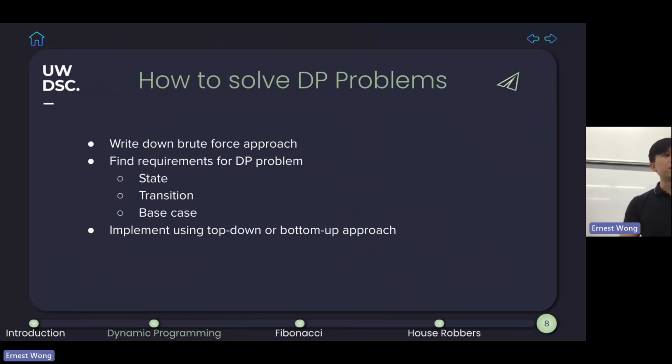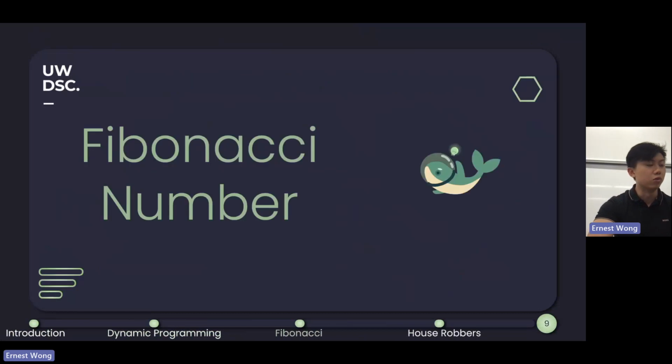These 3 things are going to be interrelated with each other. If we can find these 3 things and the relationship between them, we know for sure that's going to be a DP problem. After we've found them, we can implement the problem using either a top-down approach or a bottom-up approach. So far, so good? All right. I'm going to go through this framework step by step using Fibonacci first, and then we'll go from there.